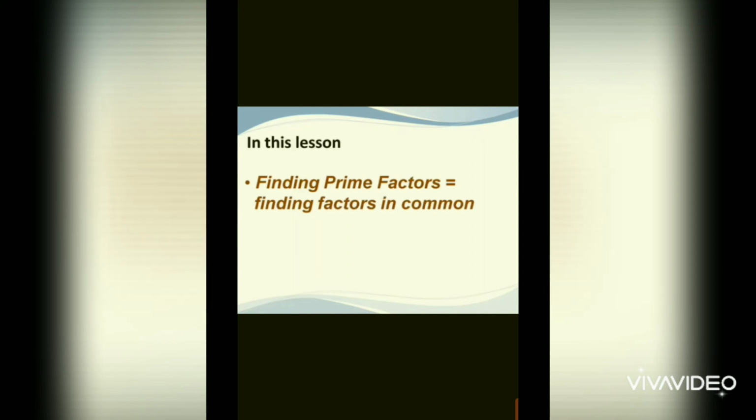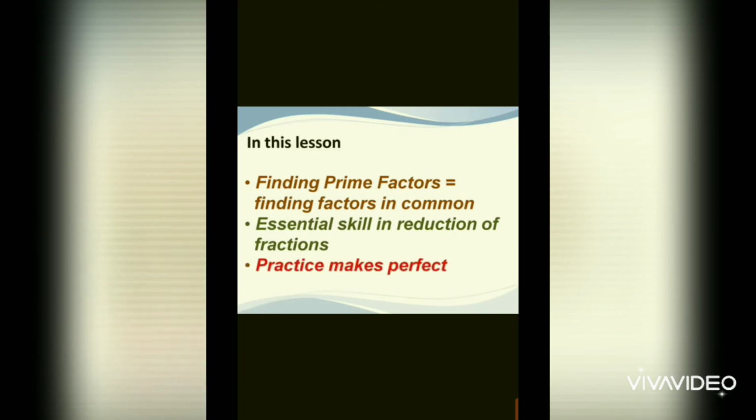So what did we learn? Finding the greatest common factor is based on knowing the prime factorization of each number and identifying the factors in common. This is an essential skill when reducing fractions, and, as with all things in mathematics, practice makes perfect.